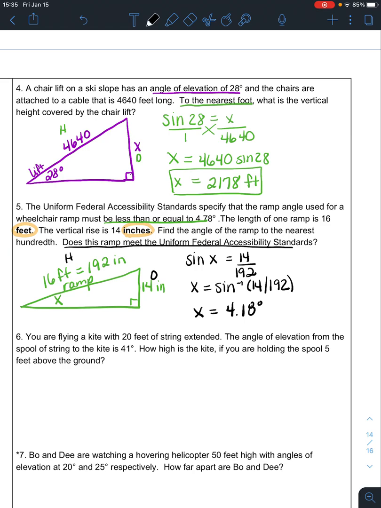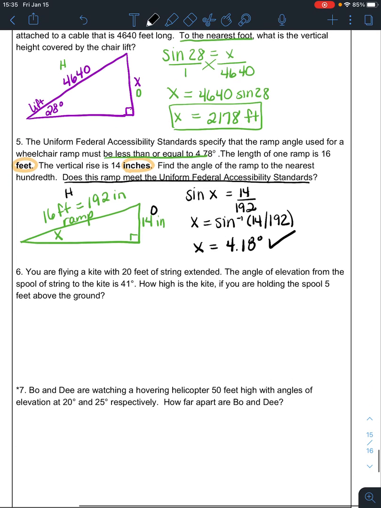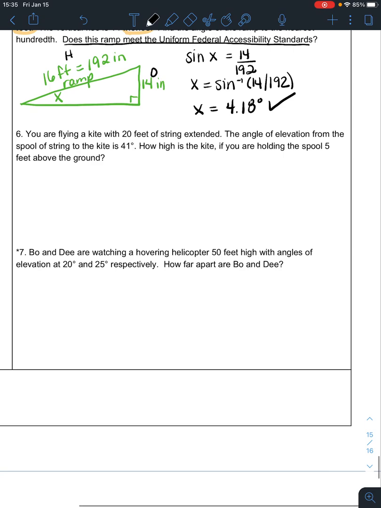So the question is, does it meet the Uniform Federal Accessibility Standards? It has to be less than or equal to 4.78. So yes, it does, because it's less than 4.78.